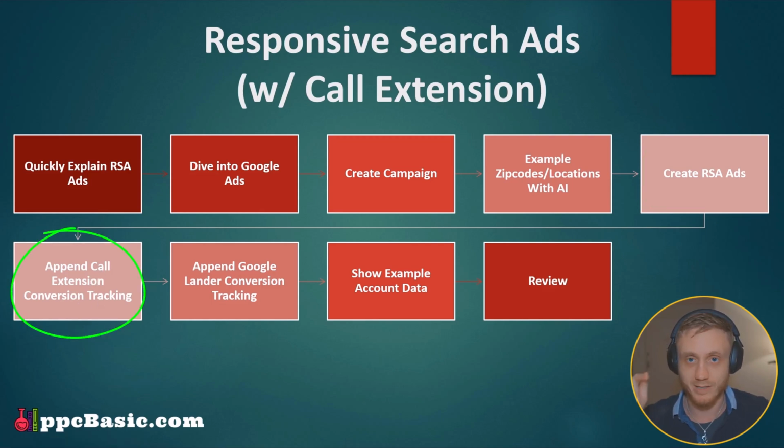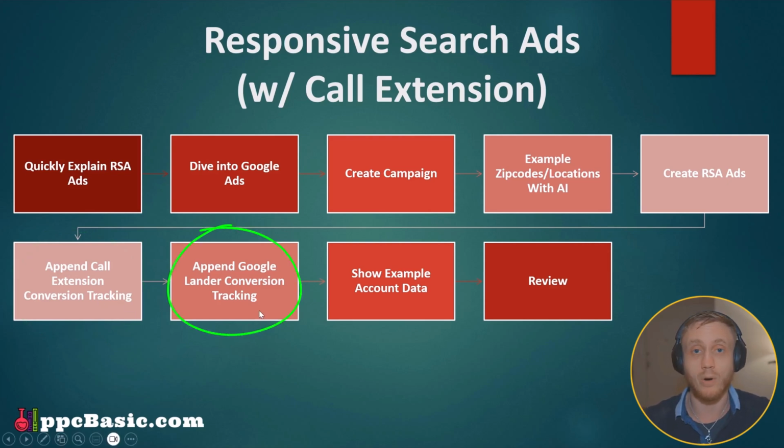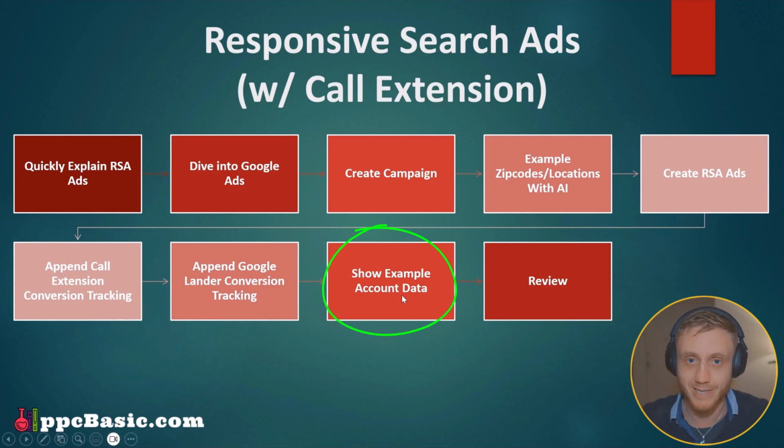So when someone taps the call button on our ad, they basically go into a phone call, and we track that. As well as if they go onto our landing page, then we can also track a call conversion from that through Google. And then finally, I'll show you some example account data in order to understand what the conversions are going to potentially look like once they start coming in from your responsive search ads. And then finally, a review.